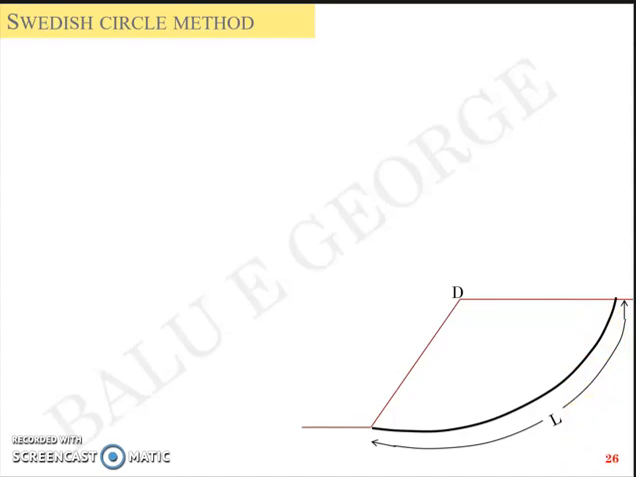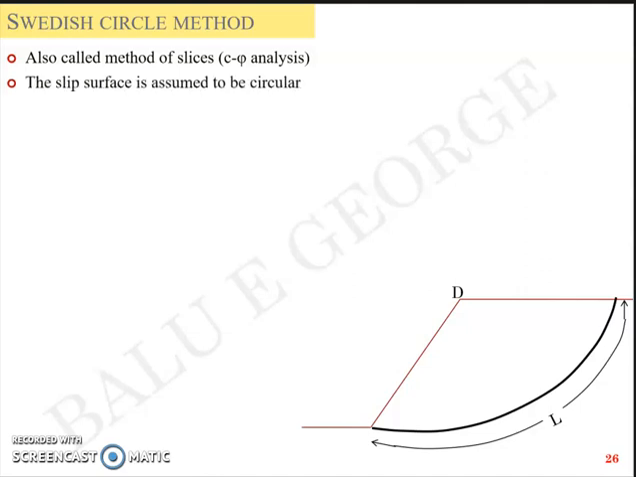Now, this method, the Swedish circle method, is also called the method of slices. Why? Because the fundamental principle here is to divide the slope into slices, analyze each slice, and then put everything together to get the factor of safety. Like I said, here the slip surface is assumed to be circular, which means it can be defined by a radius r and it can have a center O. And our slope is the same, ADB, with an arc length of L.